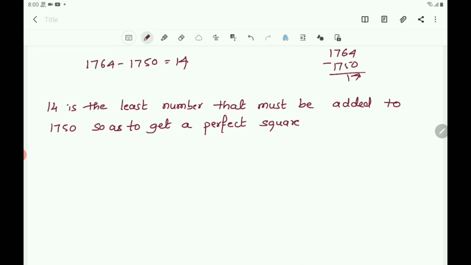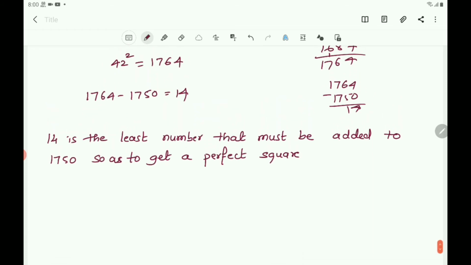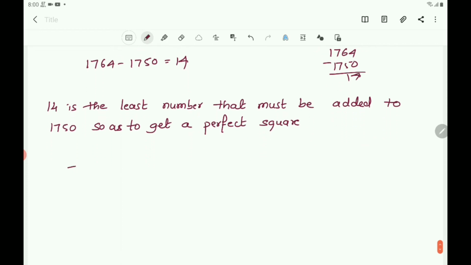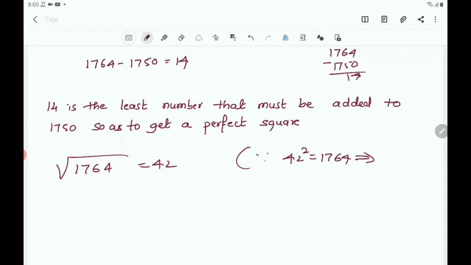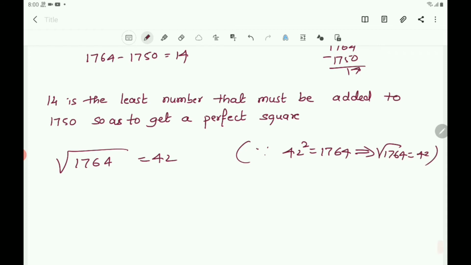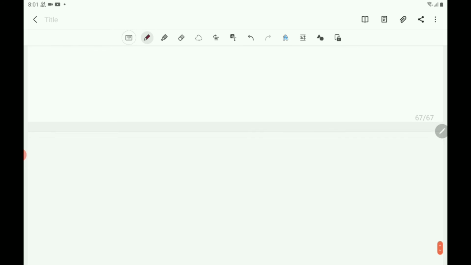Then you know that 1764 is a square of 42. 42 square equals 1764. Therefore, you can write that square root of 1764 equals 42, because 42 square equals 1764. Then you take the next one, that is the third one, 252.